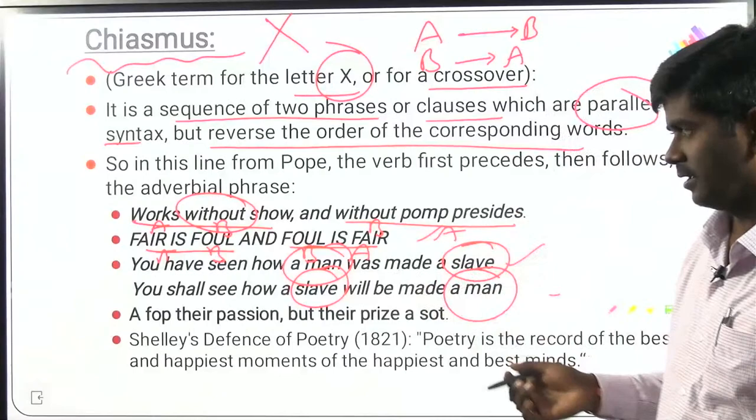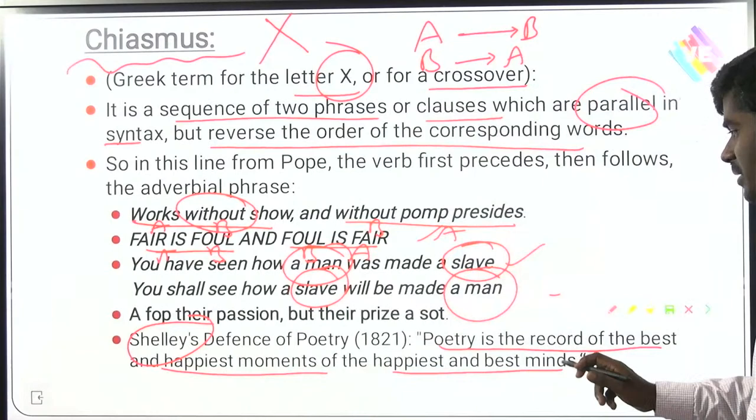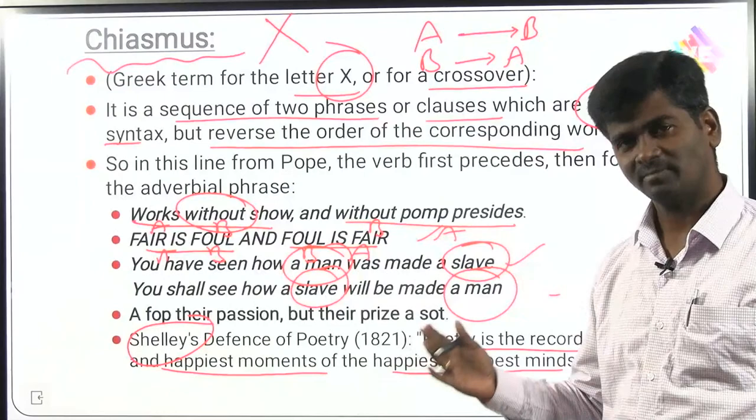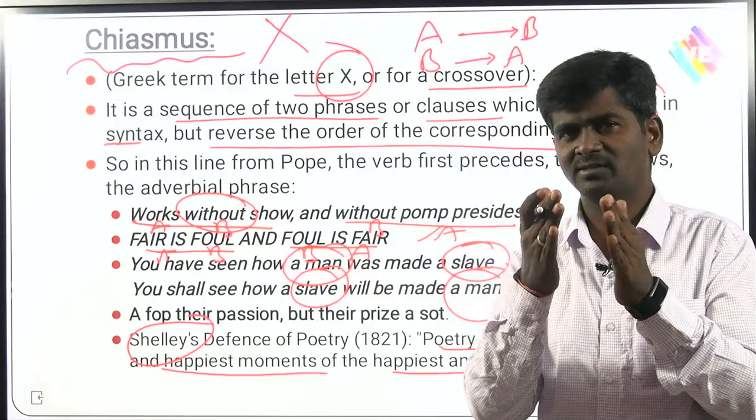Next, for example, a popular definition given by Shelley about poetry: Poetry is the record of the best and happiest moments of the happiest and best minds. Very, very important, my friends, most of the students get confused with regard to chiasmus. Simply, you can see the order of the first phrase, and you will get exactly the opposite in the second phrase.